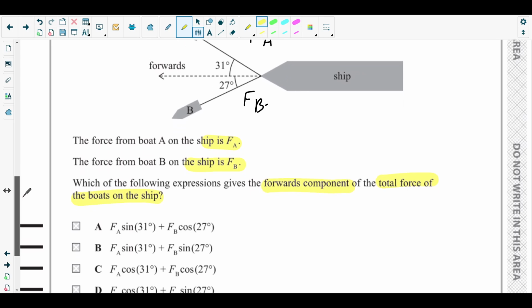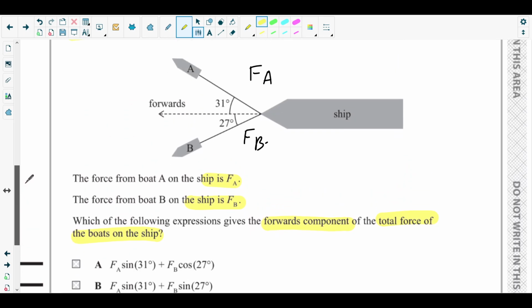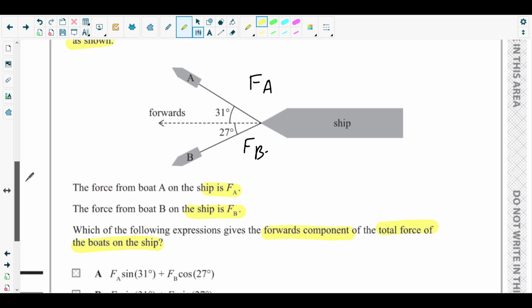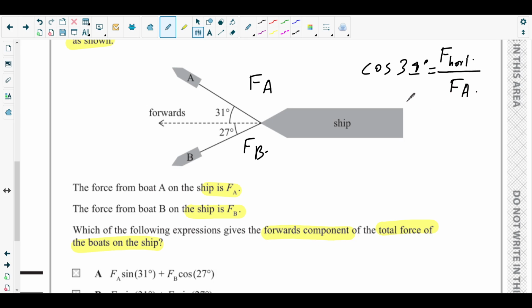This is a very straightforward question, isn't it? So both horizontal components can be related by cos theta, right? So let's say cos 31 degree at first. Cos 31 degree equals the horizontal component over F A. So the horizontal component, F horizontal, equals F A cos 31 degree.